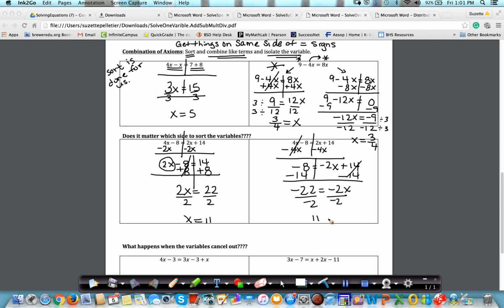And so we get 11 equals x. You will get the same answer. So does it technically matter? No, but it certainly makes it easier if you just take a moment to think about which way you're going. Okay?